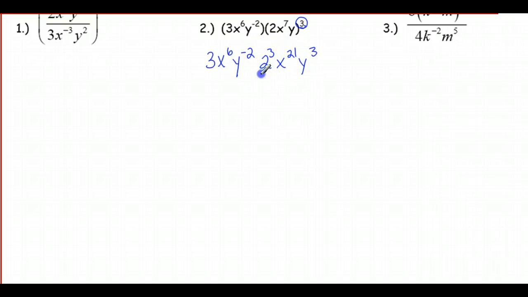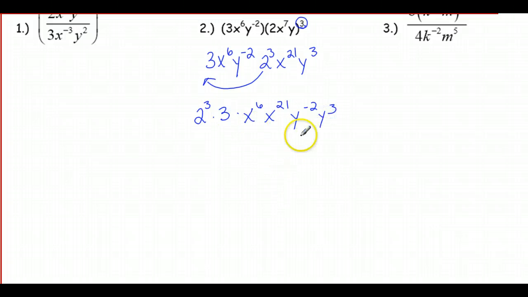Alright, now that I've done that, I'm going to rearrange just a little bit. I'm going to take my 2 cubed and move it to the front next to my 3. And then I'm going to put the x's next to each other. X to the 6th, x to the 21st. Then I'm going to put my y's next to each other. Y to the negative 2nd, y cubed.